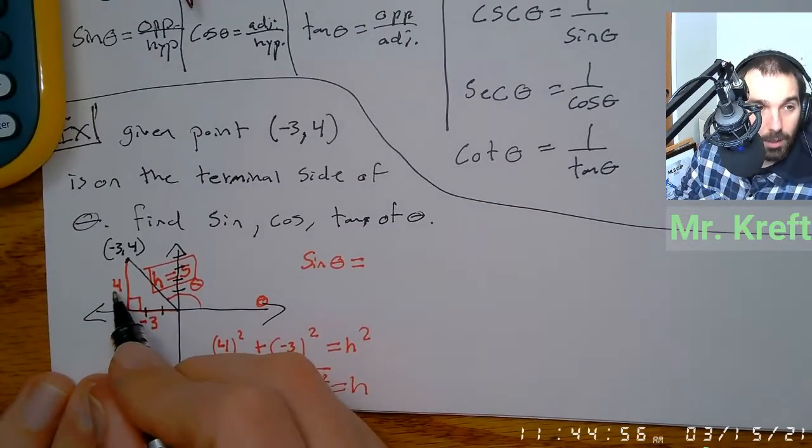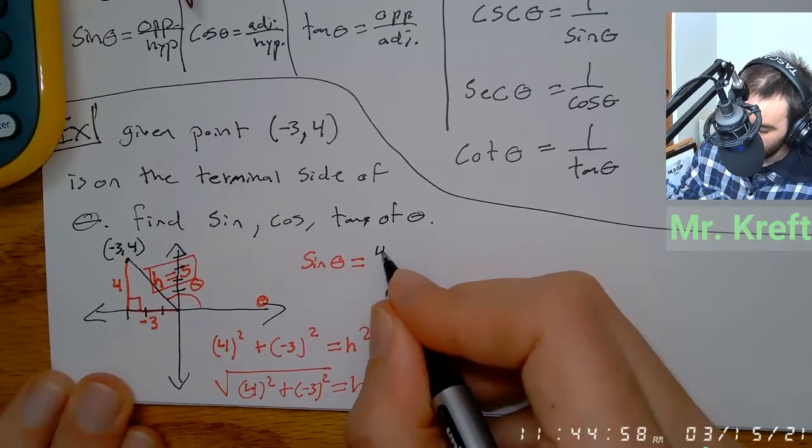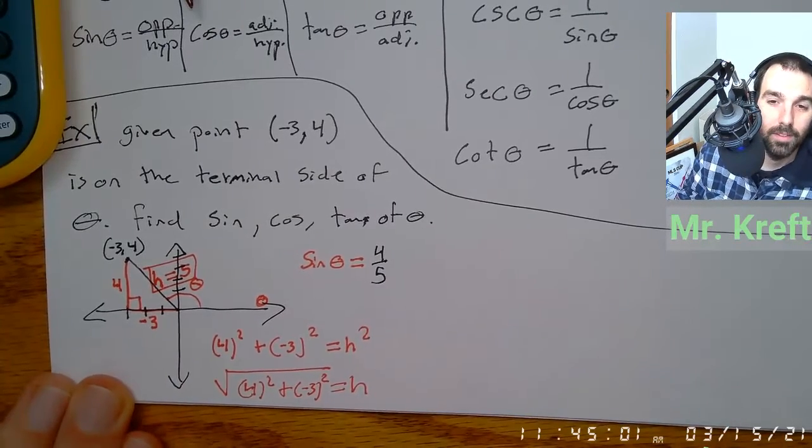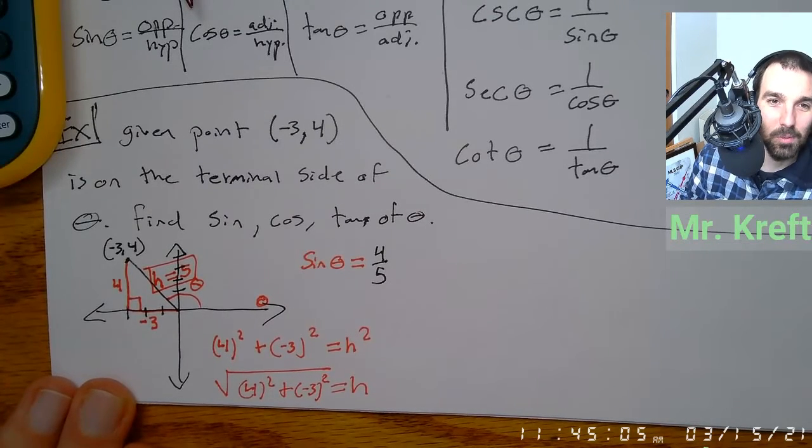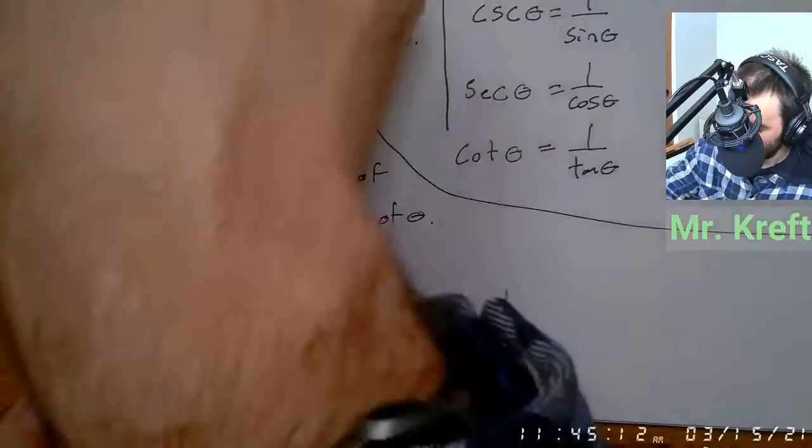So sine then is opposite over hypotenuse. So sine is 4/5. Now, how often in life are you going to be given a point and then asked to find the ratio? You're not. It's just review, guys. I'm just trying to show you how it all ties together. Let's do the next one.